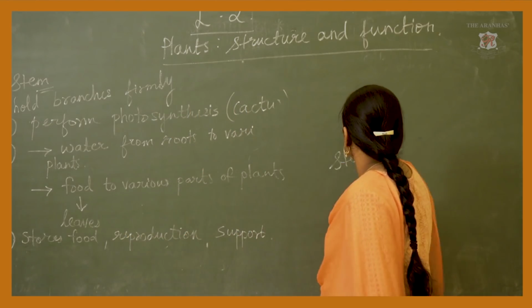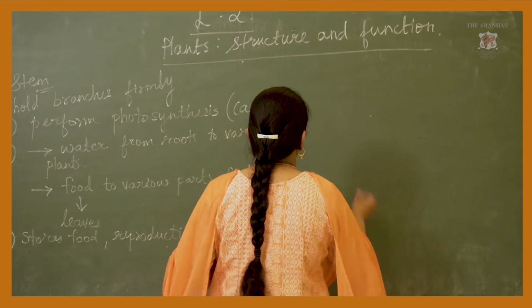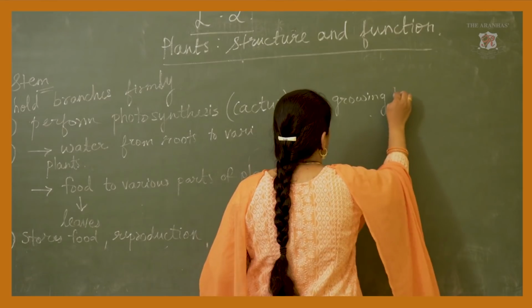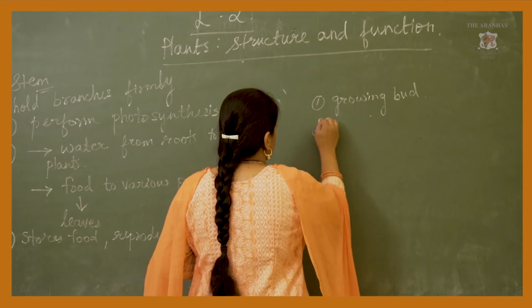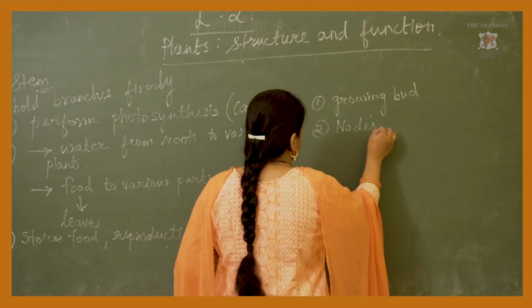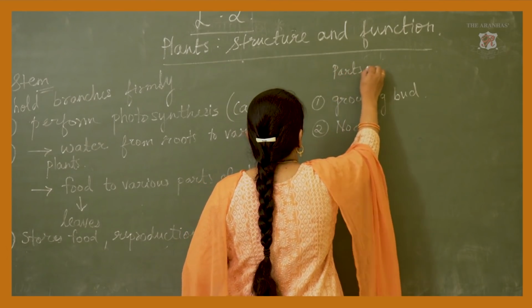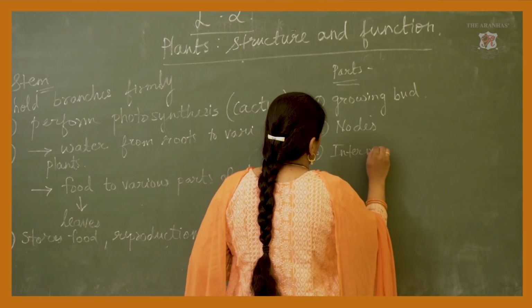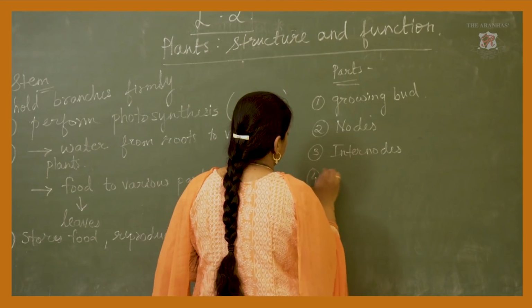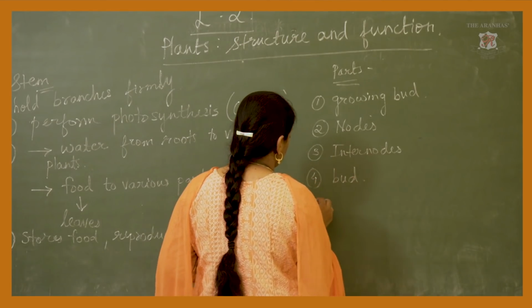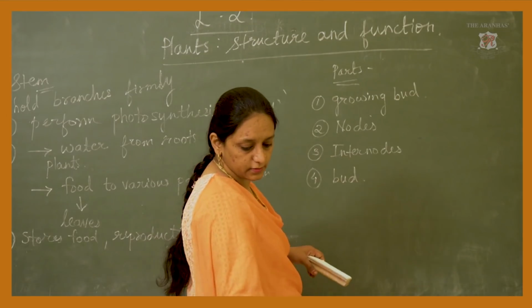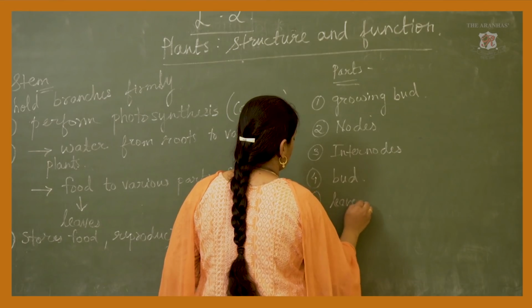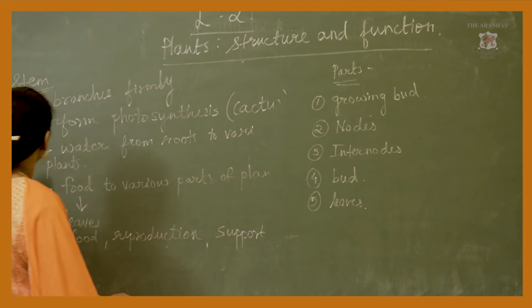And the parts of the stem were, what were the different parts of the stem? First was growing bud. Then what is there in the stem? There are nodes. These are parts of stem, which is shown in the diagram. Then there are internodes. Then there is a bud, and after bud there are leaves growing on the stem. These are all parts of the stem, and these are all functions of the stem.